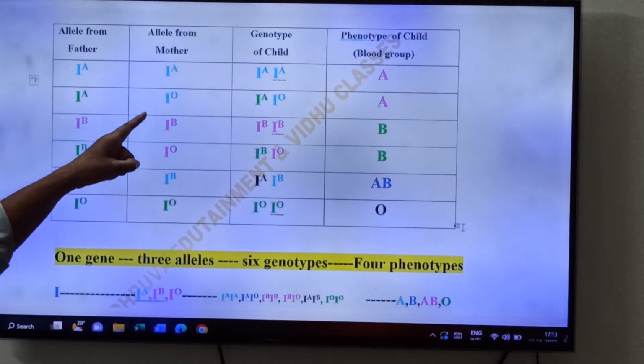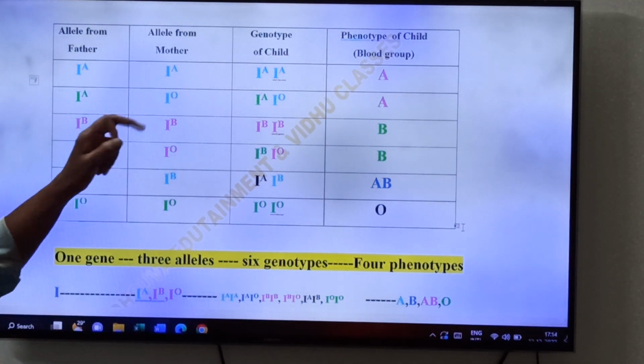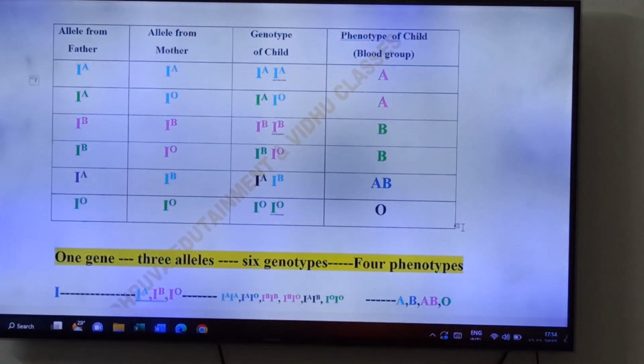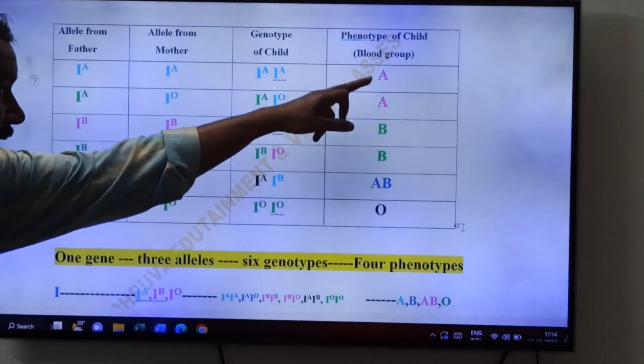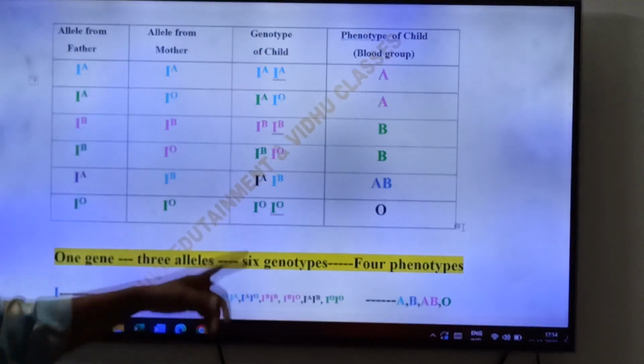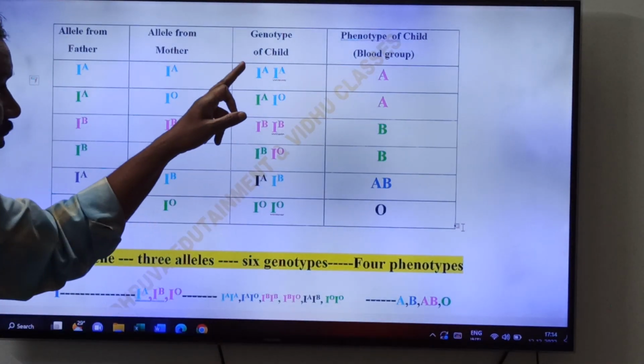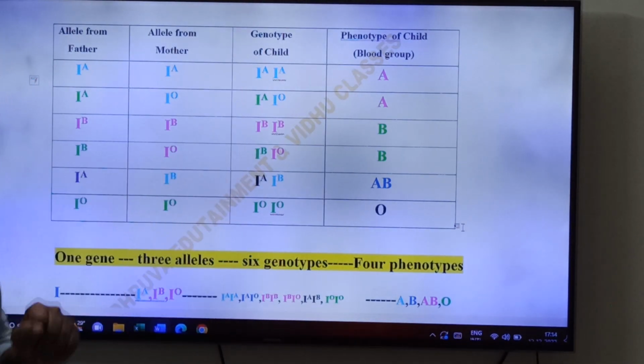If a child receives IA from father and IO from mother, its genotype is IAIO. He also has blood group A. See friends, blood group A people have 2 genotypes, either IAIA or IAIO. This is homozygous dominant, this is heterozygous dominant.